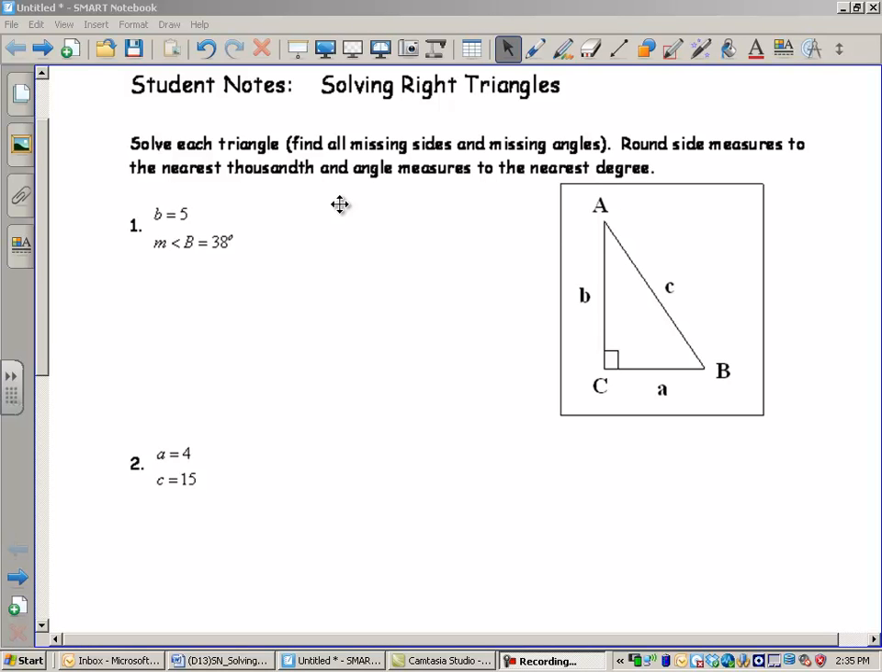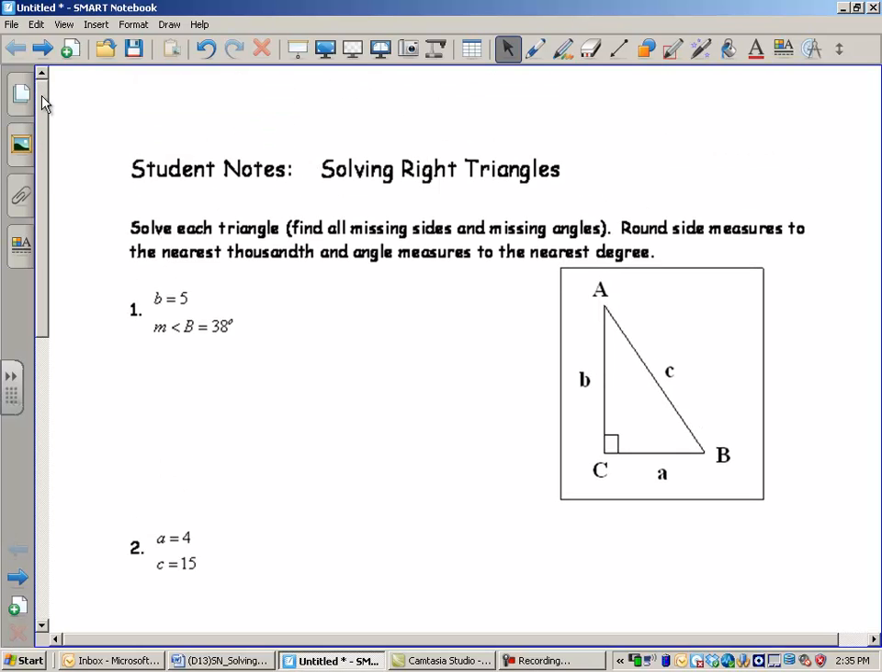Today we're going to talk about solving right triangles, and we're going to head into working some word problems. We'll deal with some definitions of angle of depression and elevation. We're going to get started right now talking about what solving a triangle means. Solving a triangle means find all the missing sides and angles. Find all missing pieces. So let's take a look at this first example.